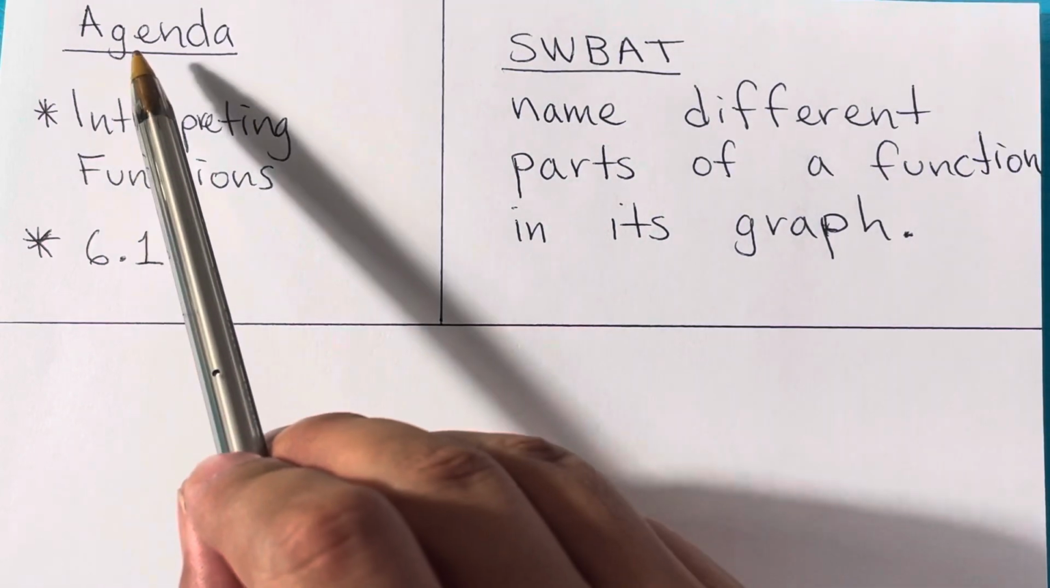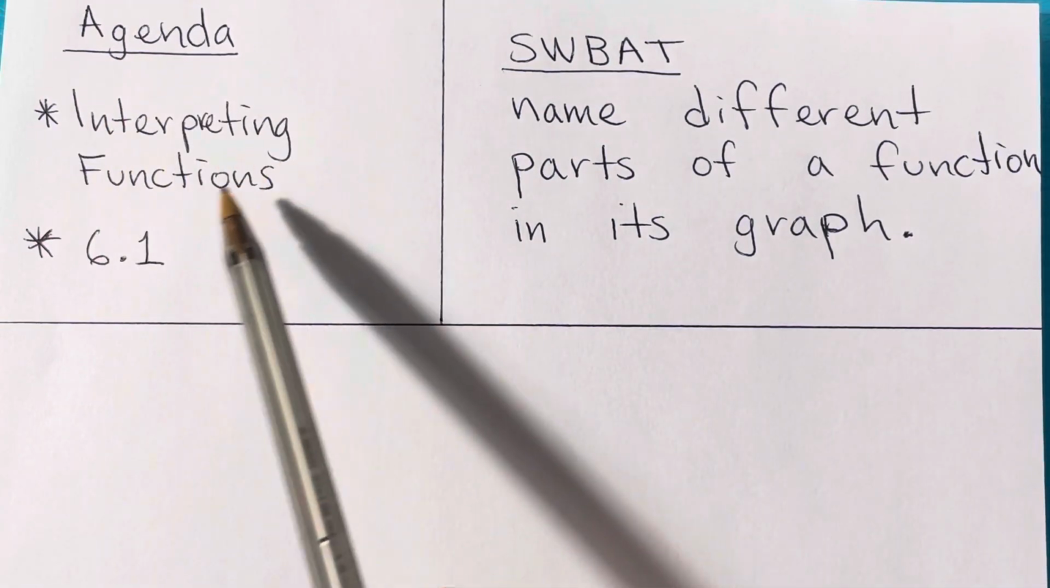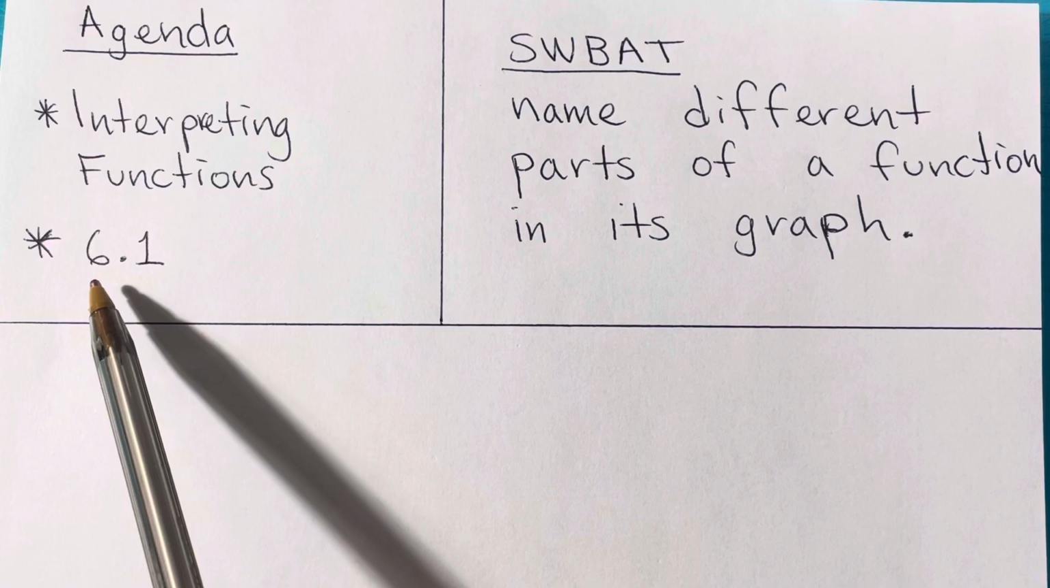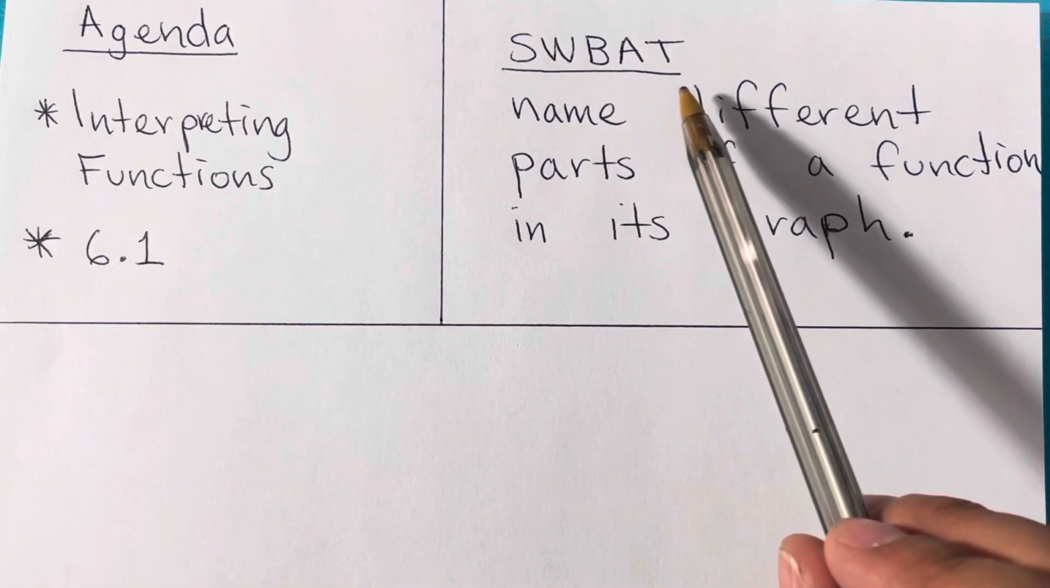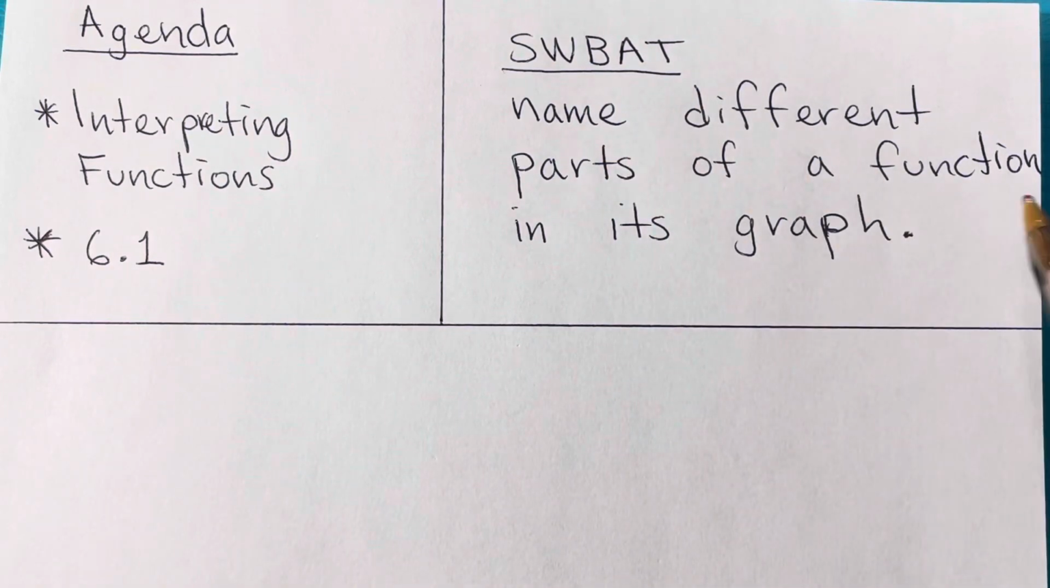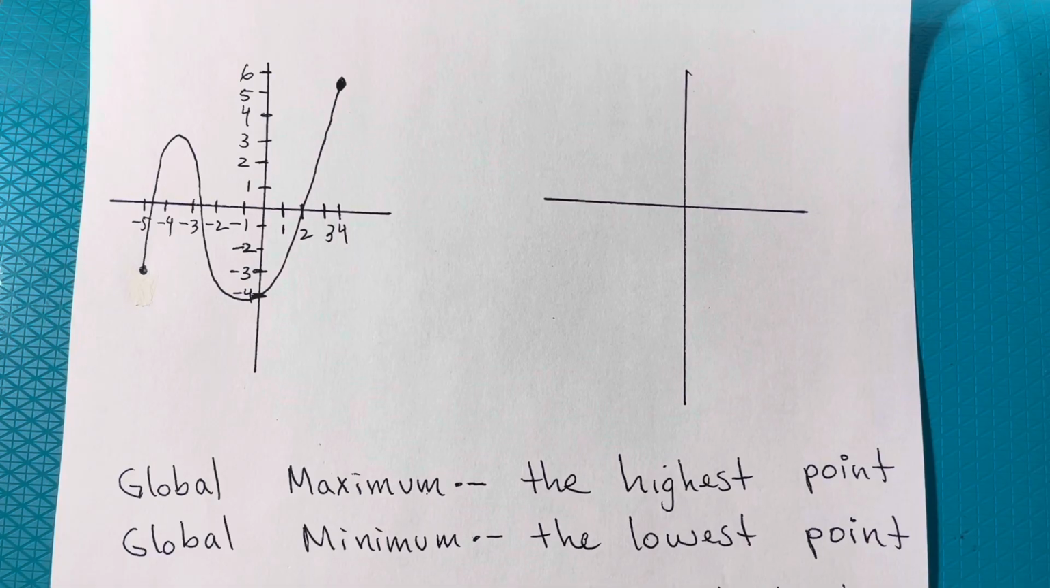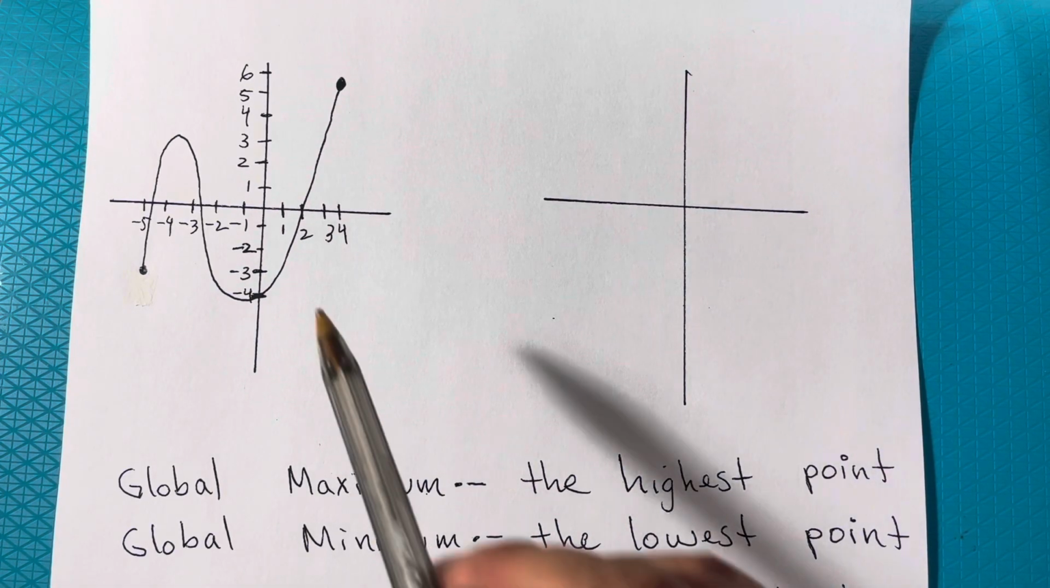Hello students, this is the agenda for today. We'll be interpreting functions, and you will be able to do 6.1. Today students will be able to name different parts of a function in its graph. We'll begin with some definitions and finding those parts in a graph.